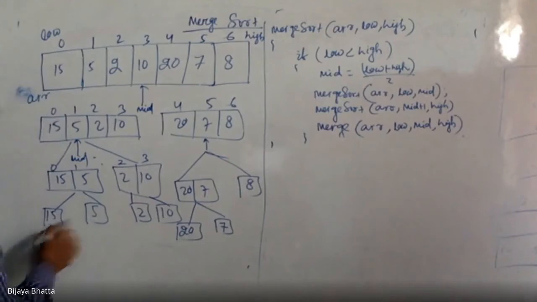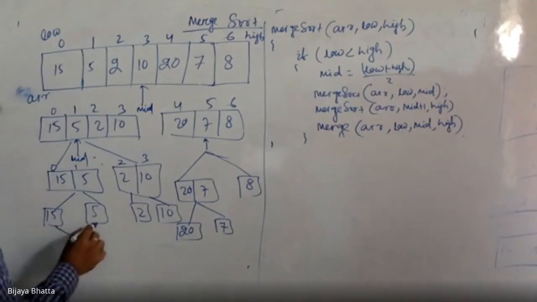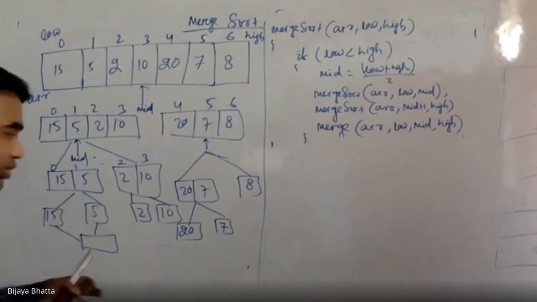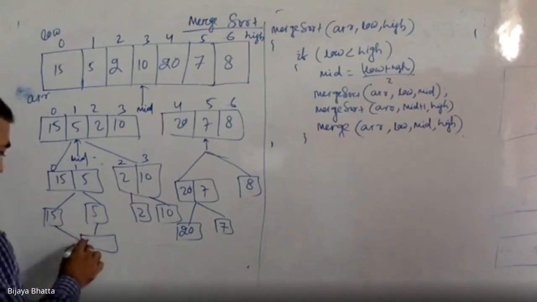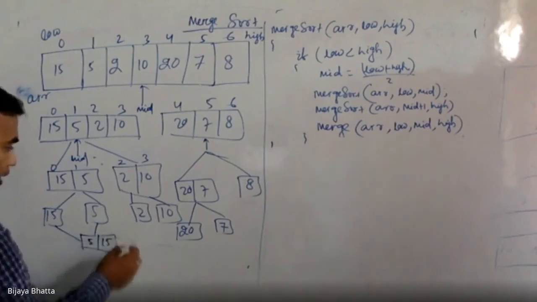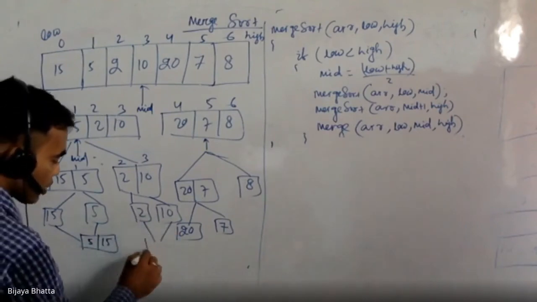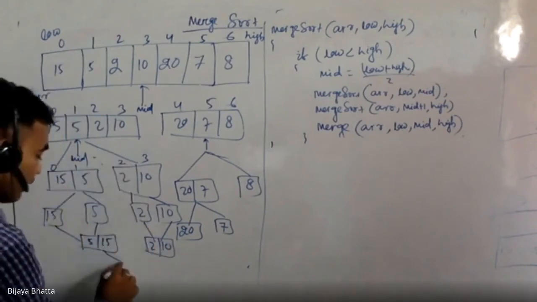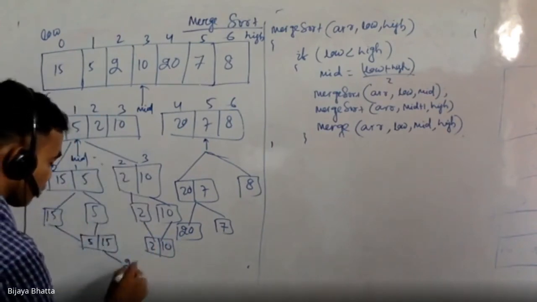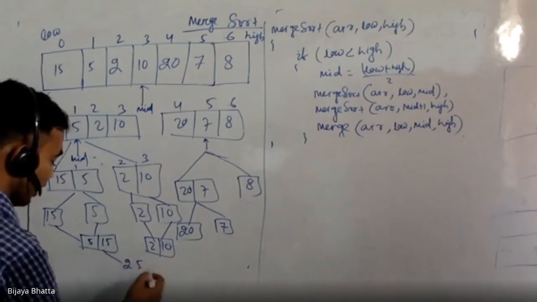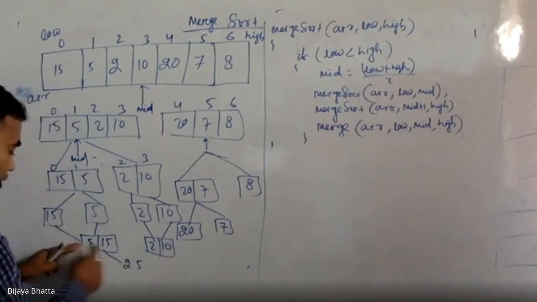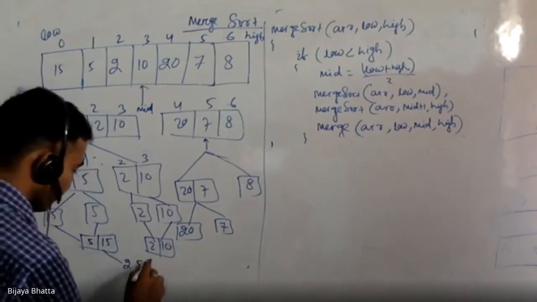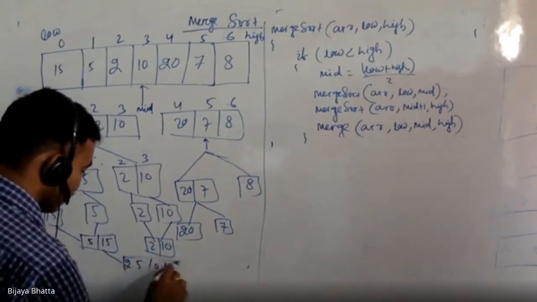Suppose this is 5 and 15. When you are merging, the merge function will merge them in sorted form, right? So 5 is going to be here, 15 is going to be here, then 2 and 10 are going to be merged, so it is going to be 2, 10. Again these two will be merged, so this is going to be 2, 5. I'll discuss how the merge works, but it is going to compare because it is merging two sorted arrays, right? So 2, 5, 10, 15, that's what the output will be.